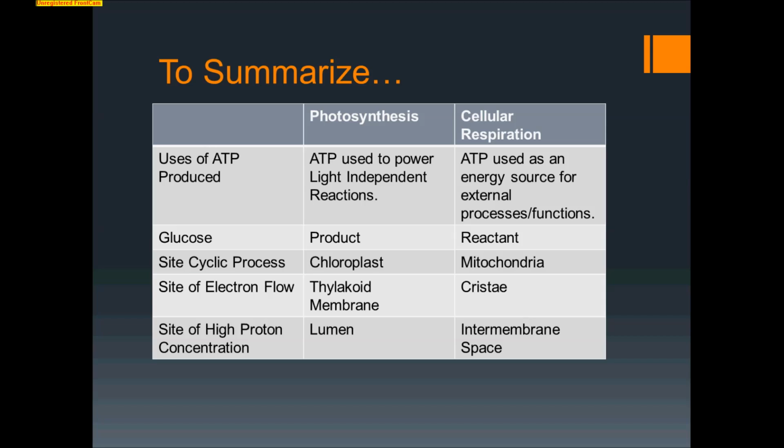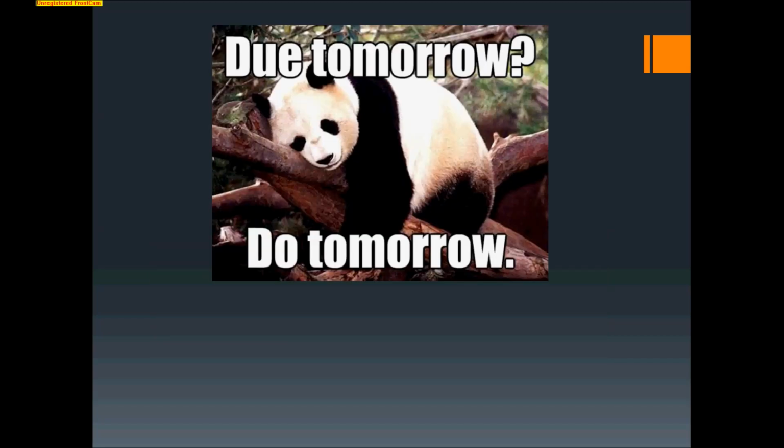Both of the two processes take place in and near two specific organelles. The chloroplast is the site where photosynthesis takes place, while the mitochondria is where cellular respiration occurs. There is a flow of electrons in both events. In photosynthesis, it takes place on the thylakoid membrane, and in cellular respiration, it takes place on the cristae of the mitochondria. And finally, the high proton concentration is in the lumen of the chloroplast and the intermembrane space of the mitochondria. This concludes the video.